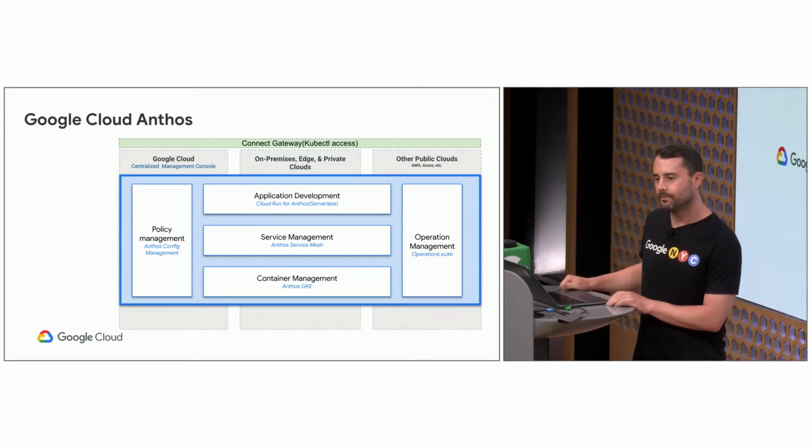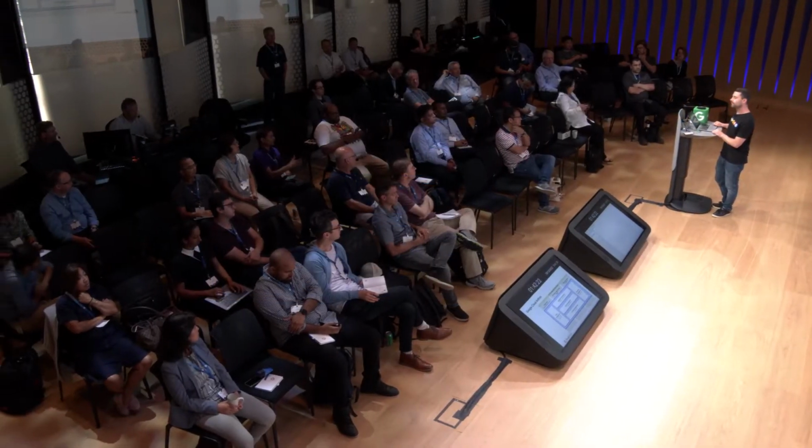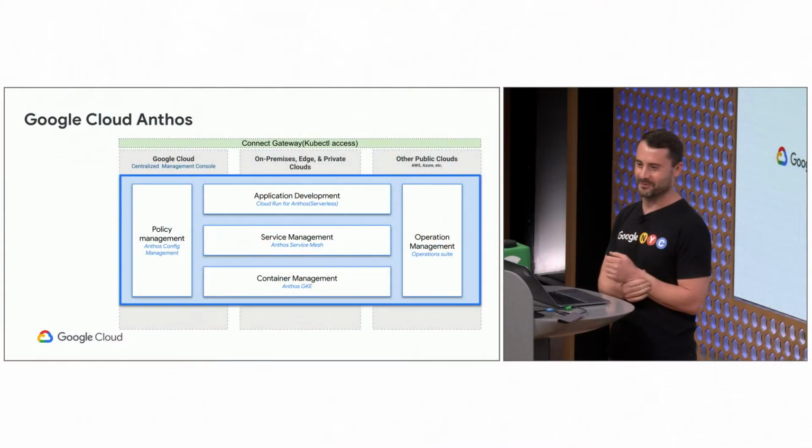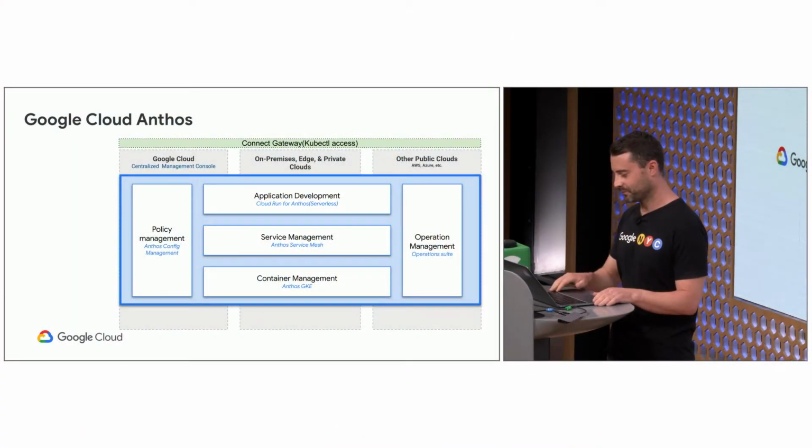Can you provision this Anthos resource from the GCP directly, or is it like a separate installation? Or what? Great question. So this is part of my demo. So if I can hold that, we're going to provision Anthos live. Any other questions before I move on?